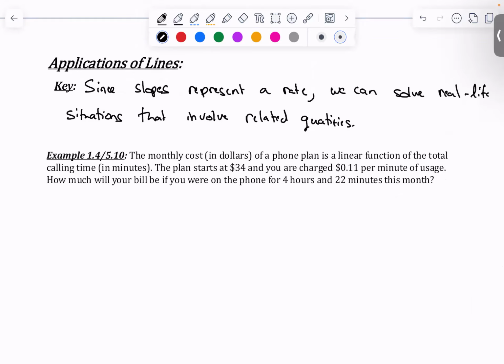So the monthly cost in dollars of a phone plan is a linear function of the total calling time in minutes. The plan starts at $34 and you're charged 11 cents per minute of usage. How much will the bill be if you were on the phone for 4 hours and 22 minutes this month?